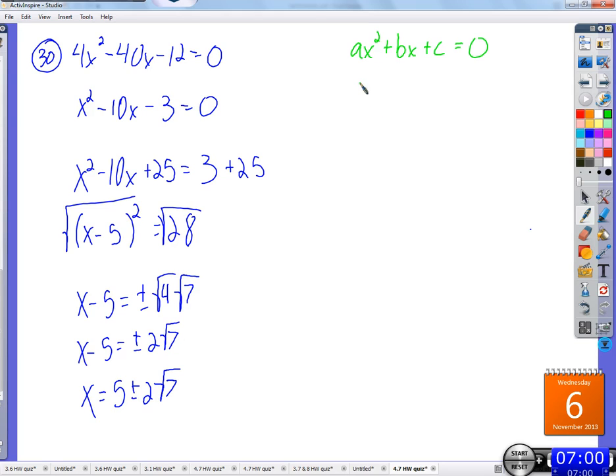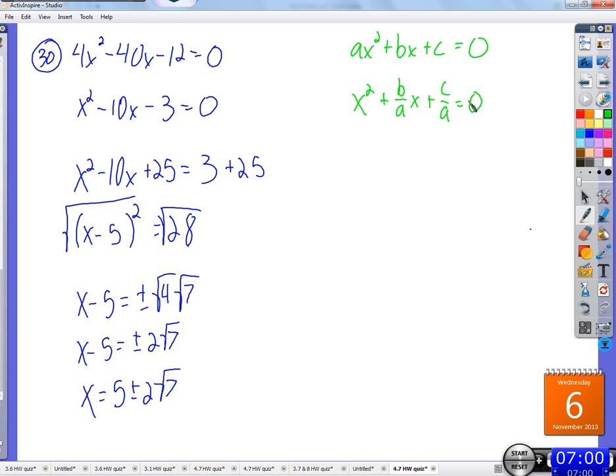So everything is letters, not numbers? Yes, I'm serious. We're going to have to do it later anyway, so we might as well do it now. Okay, divide everything by a. X squared, right? We divided this by 4, we got x squared. Then we divided this by 4, so we'll divide this by a. B divided by a times x, plus whatever c divided by a is, equals 0.